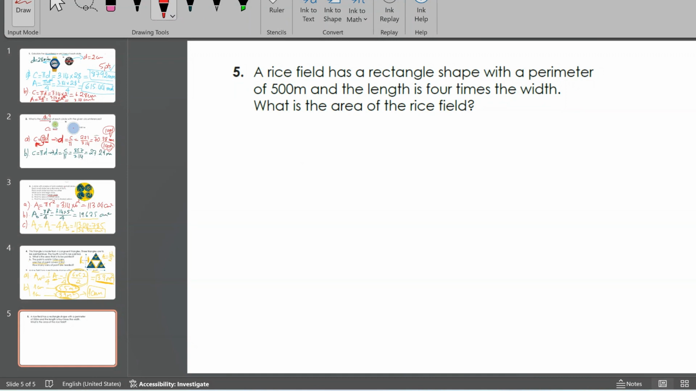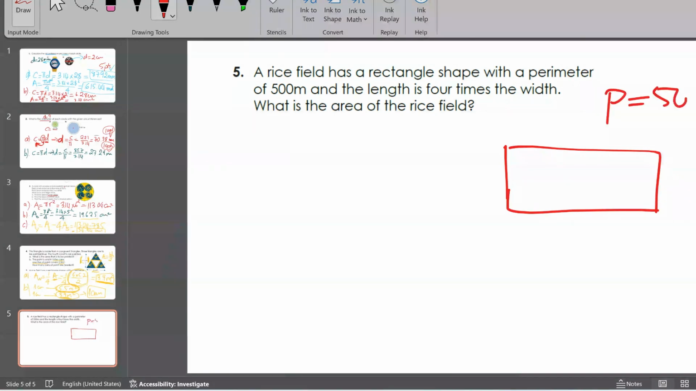A rectangular field has a rectangle shape, so it will be like this with perimeter. Given perimeter is 500 meters, and the length is four times the width, right? So for example, this is the width w, the length is four times the width, so 4w. The question asks about the area.